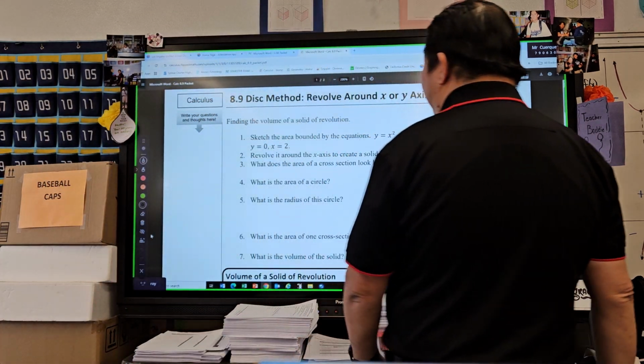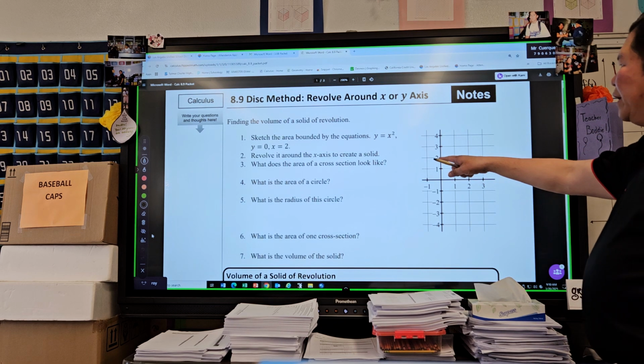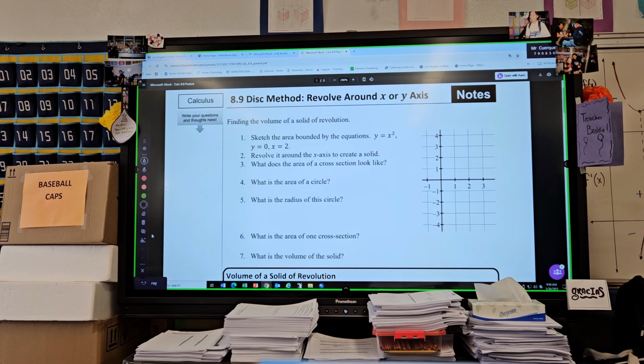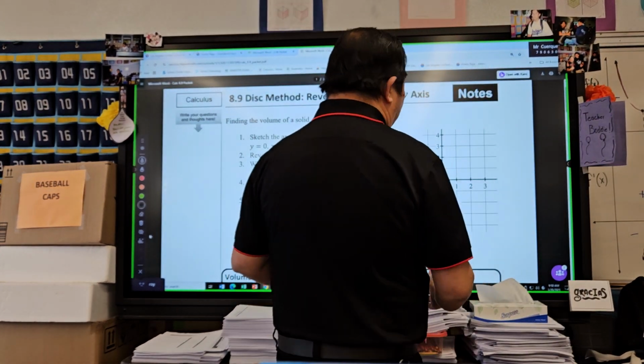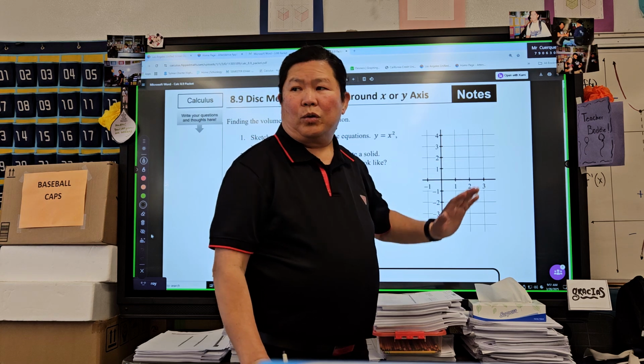So first we're gonna be finding the volume of a solid of revolution. The first thing that you're going to do is sketch the area bounded by the equations. So what is the given equation right here? Y equals x squared, right? So that means it is a parabola. You get me, guys? It is a parabola, but we're gonna sketch only the graph of the parabola on the first quadrant only.